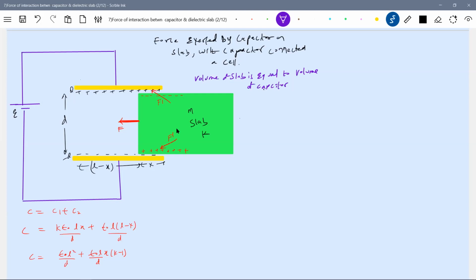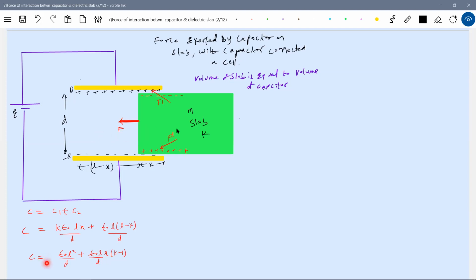Now, what is my question? I want the expression for F. The moment the slab is introduced with X length between the plates, the induced charge, the exerted force and the net force will act on the slab. Because of that, it starts accelerating. As it starts accelerating and X increases, what will happen to the capacitance? It will increase, no? Because when it is fully between the plates, how much capacitance? K times. So as it gradually moves, the capacitance is going to change.